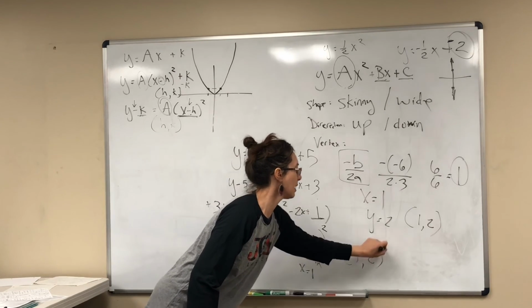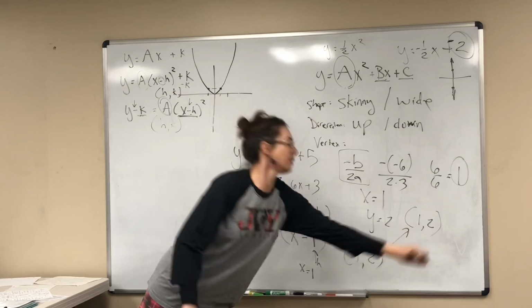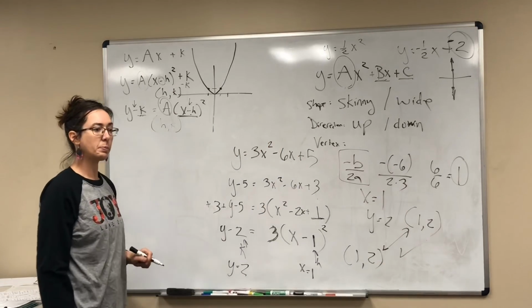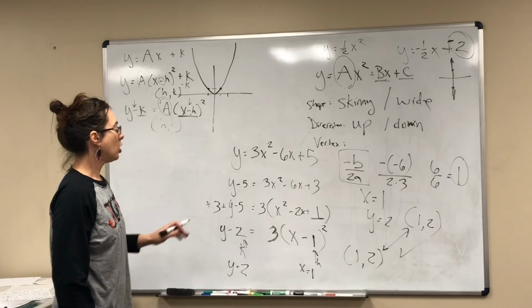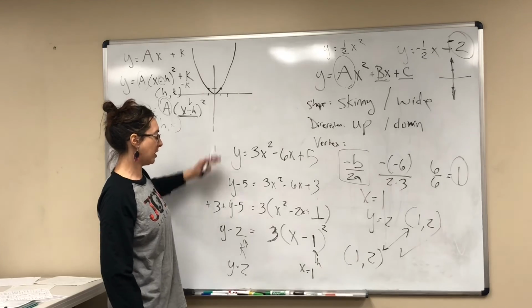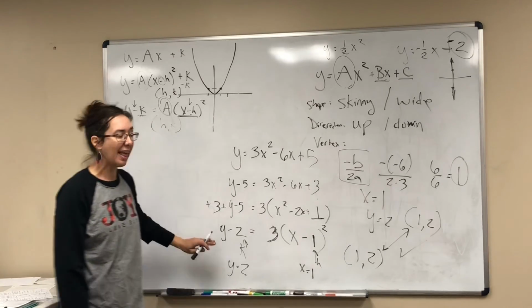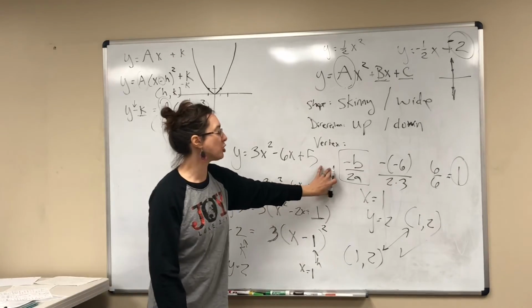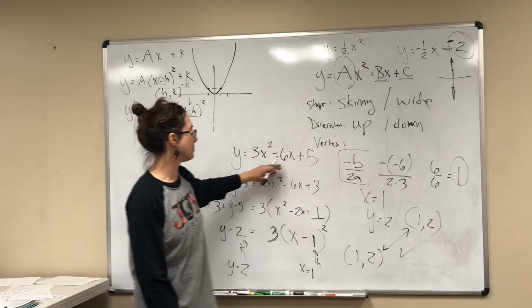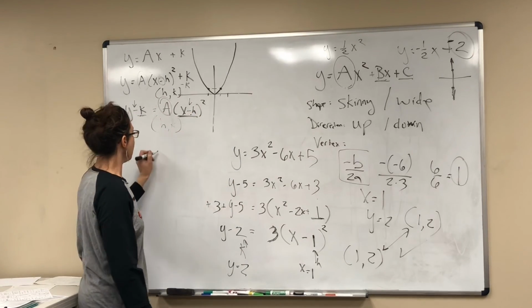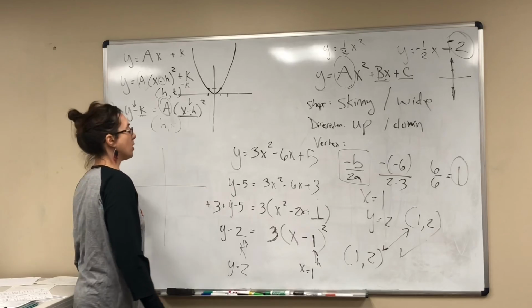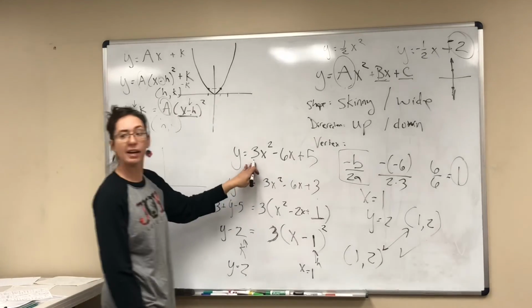Is that what we got? Is it just a check? No, we're not just checking it. We're working through transitioning it to vertex form. Because here, this was just the shortcut from the standard. Does the shortcut always work? Yes, the shortcut always works if they just want the vertex.